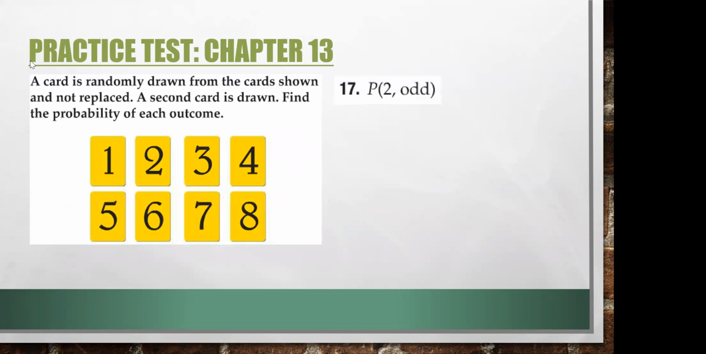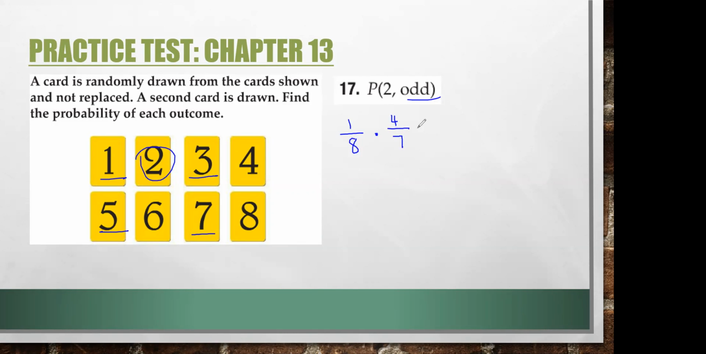All right. And then here it talks about the probability. It says a card is randomly drawn from the cards shown and not replaced. Okay. The second card is drawn. Find the probability of each outcome. So the probability of getting a 2, okay? Well, there is 1, 2 out of a total of 8 cards, okay? And then you're going to multiply that by the probability of getting an odd number. Well, there's 1, 2, 3, 4 odd numbers. But since we've already taken out one of the cards, there are only 7 cards left.